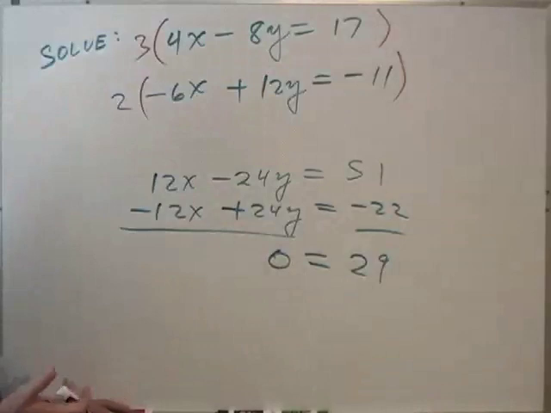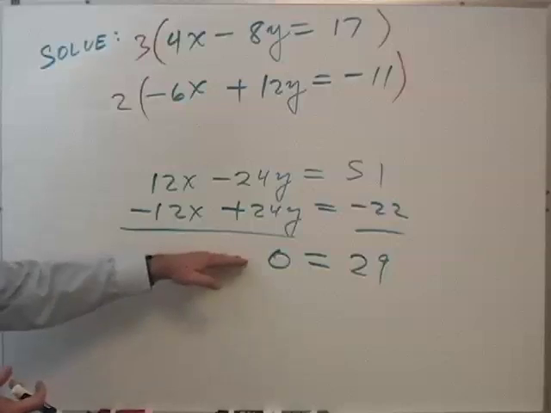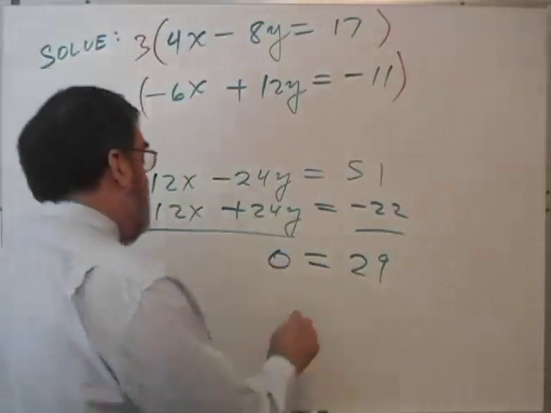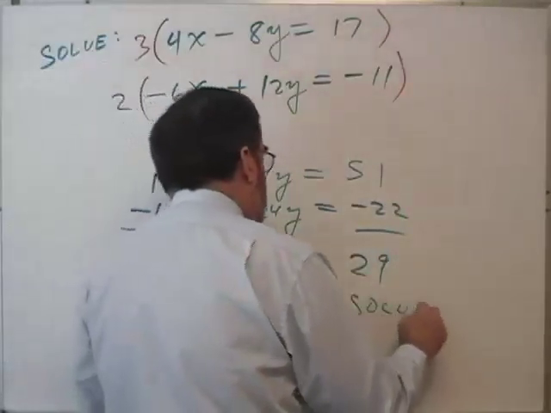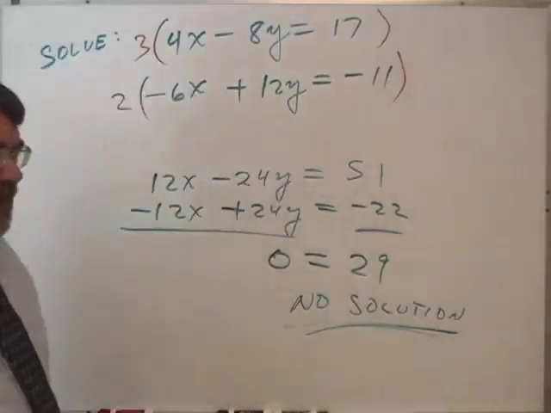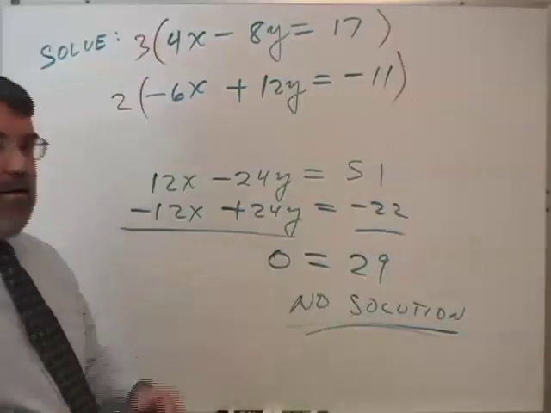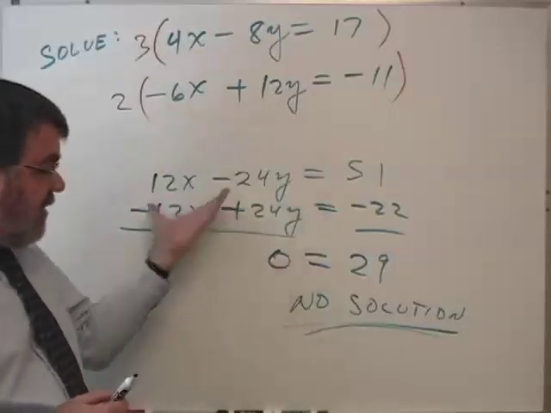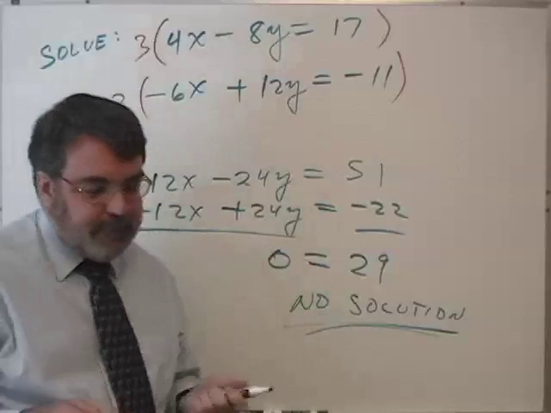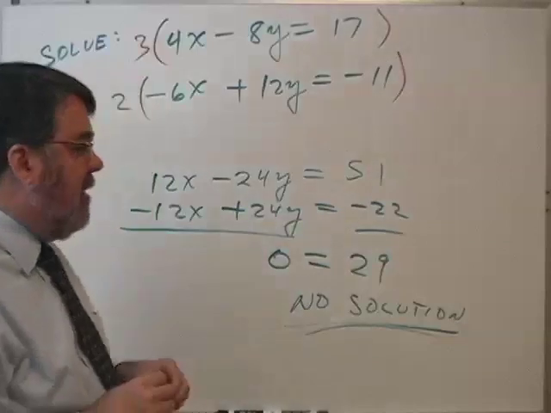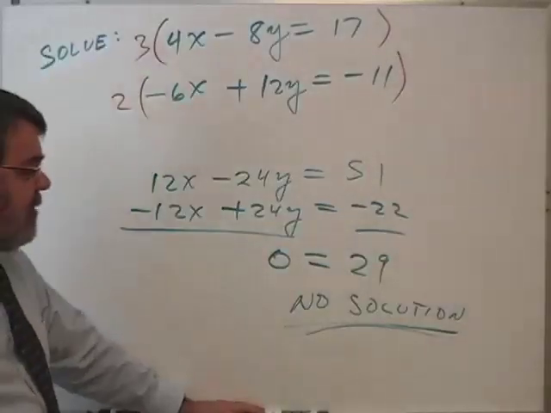And now what? I have nothing else to solve for. As a matter of fact, I ended up with something impossible: 0 equals 29. So I'm going to declare this to have no solution. You need to write a conclusion to convince me that you know what you're doing. So put a conclusion, but I want to see how you got that conclusion. By eliminating, in this case, x and y eliminated, then we ended up with this impossible situation, 0 equals 29.